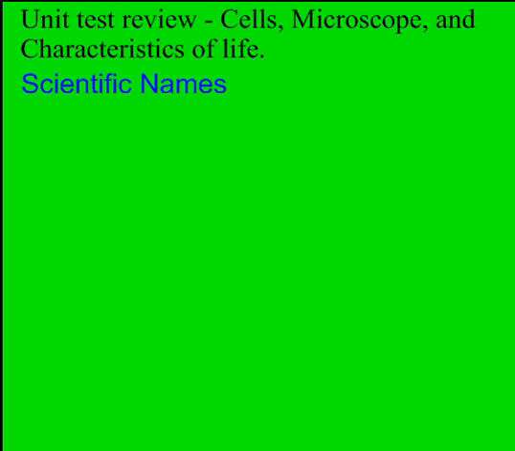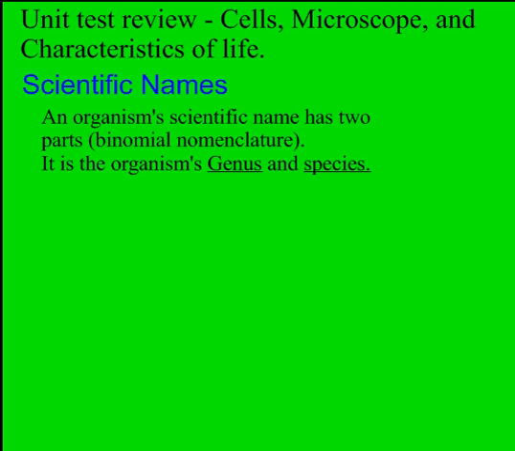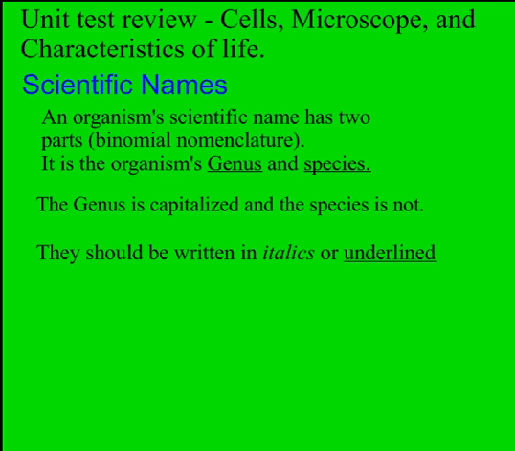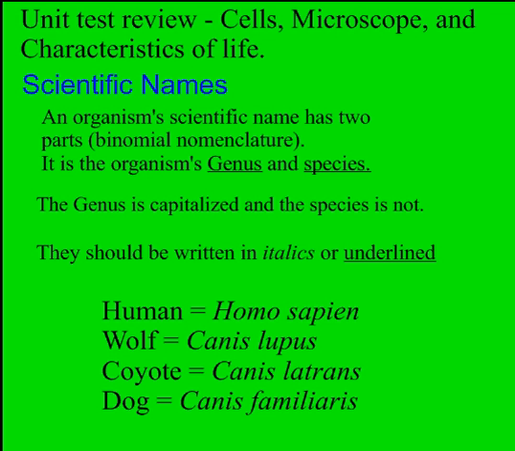We talked about scientific names in class. An organism's scientific name has 2 parts. That's why the system is called binomial nomenclature, a two-name naming system. It is the organism's genus and species level. The genus is capitalized and the species is not. They should be written in italics or underlined if you're writing them by hand. Here are some examples. The human is Homo sapiens.